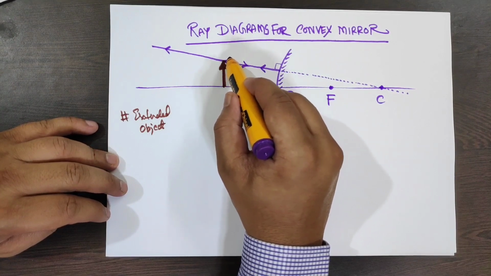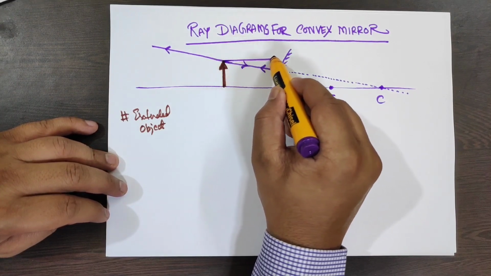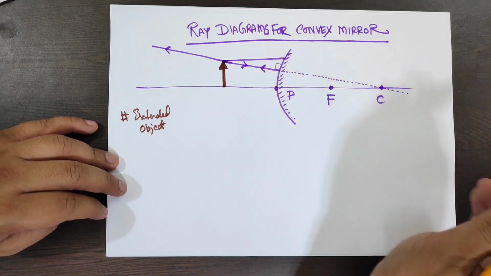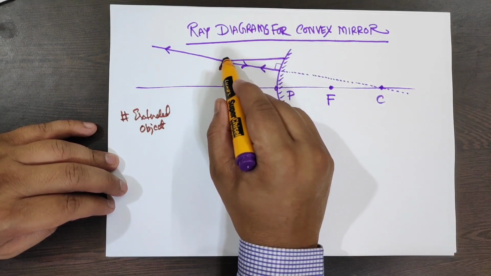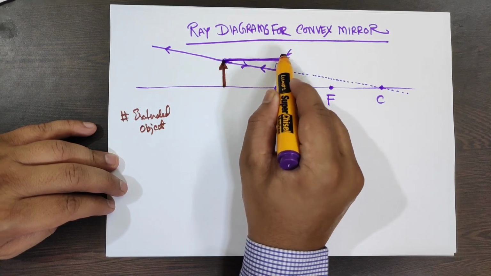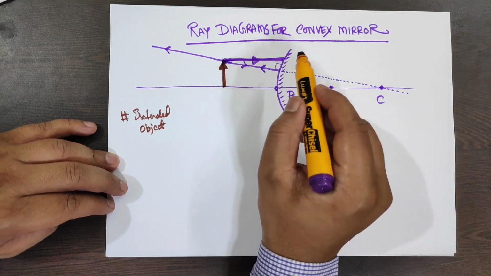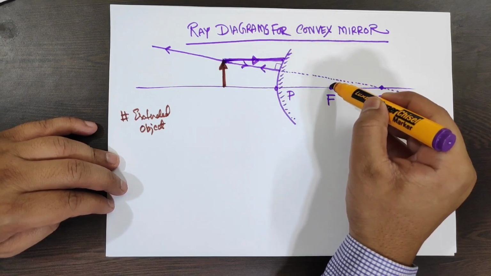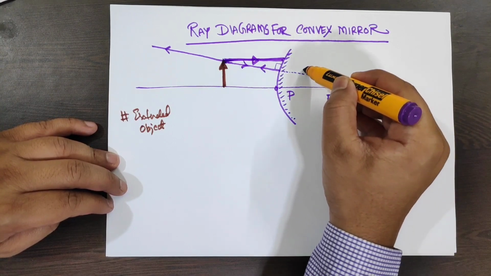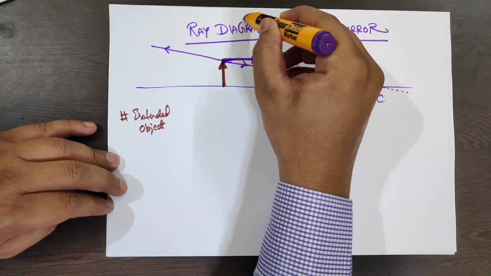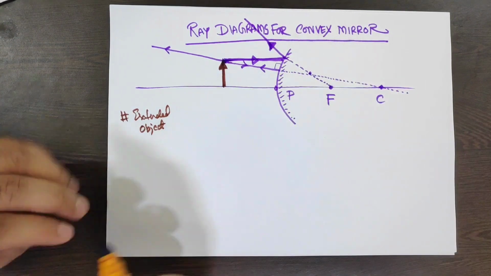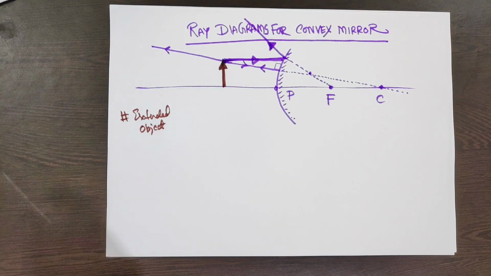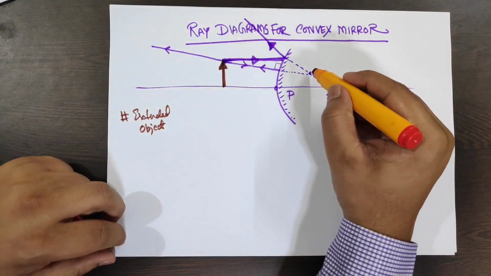Now let's draw one more light ray. Here it goes, parallel to the principal axis. Should be exactly parallel. Yeah, that's it. Now, as per the definition of focus, this light ray will appear to come from the focus. So there it is. This point shown is the image for the topmost point of the object.